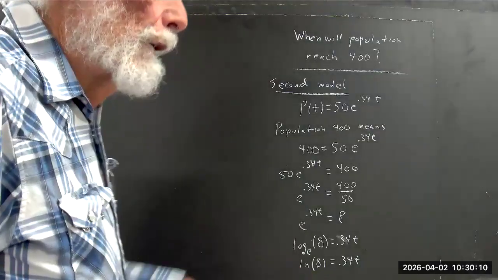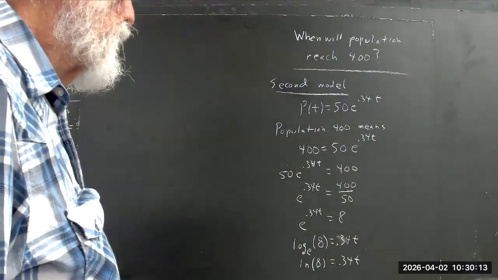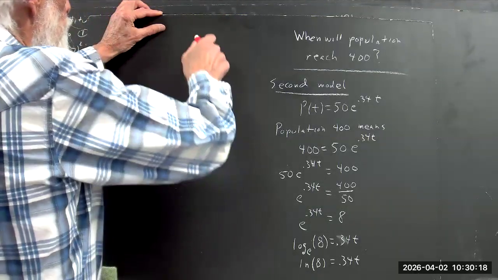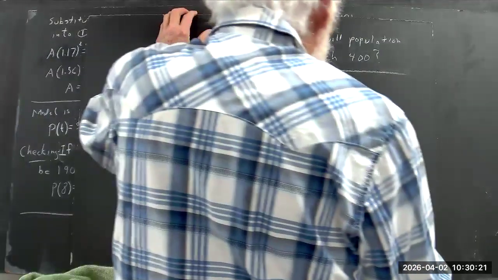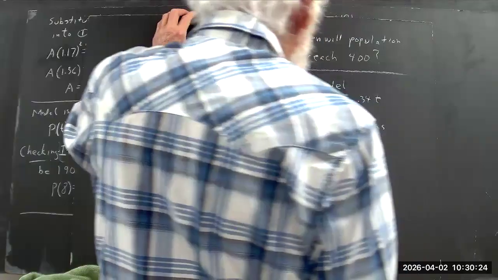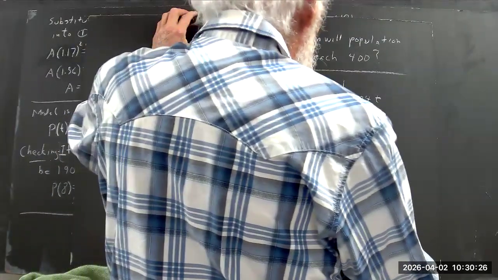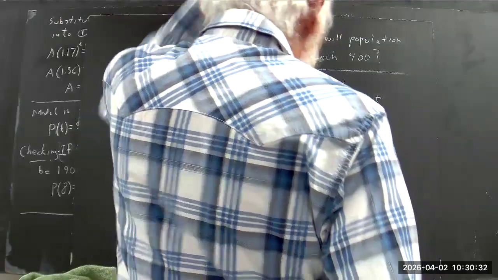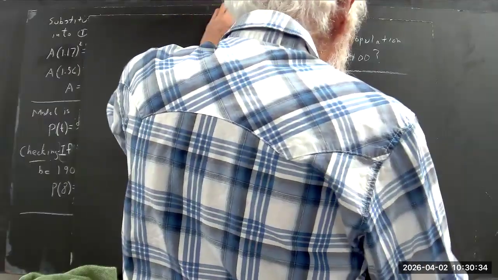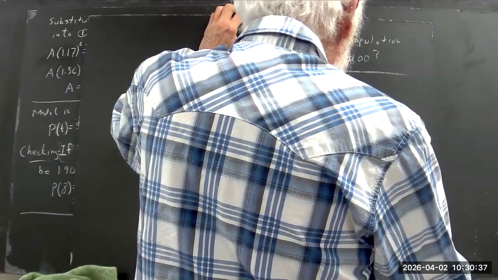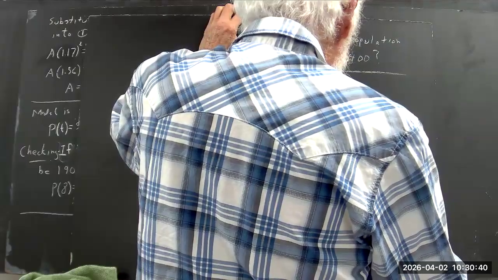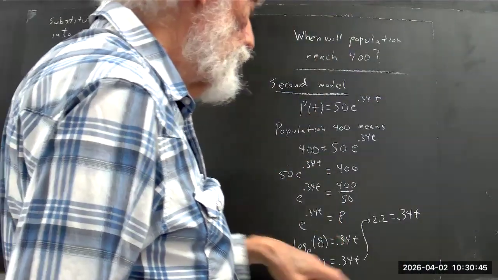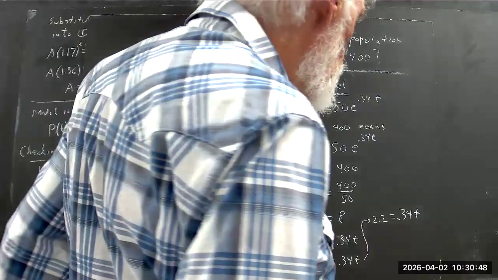You go to your calculator and evaluate natural log of 8, which is a little more than 2. I'm going to say maybe 2.2. Okay? So we get natural log of 8 is about 2, might be 2.3. I think it's more than 2.1, but believe me, work it out yourself. You can get a more accurate result with your calculator, but we get 2.2 equals 0.34 t.